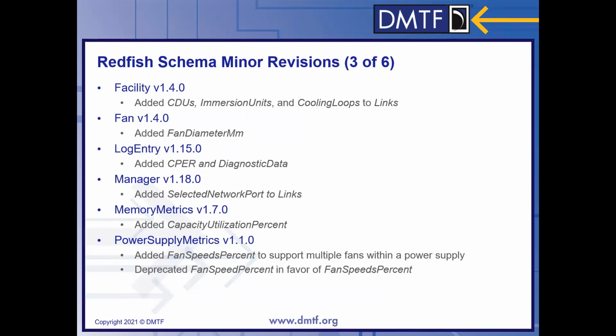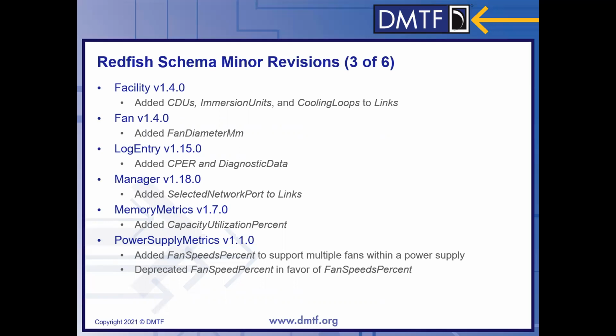Facility, we added in hooks back to the cooling distribution unit model. For fan, we added a new property, fan diameter millimeter, to show physical constraints about the fan itself. Log entry, adding in that same CPR type of information to go along with the platform types of events.